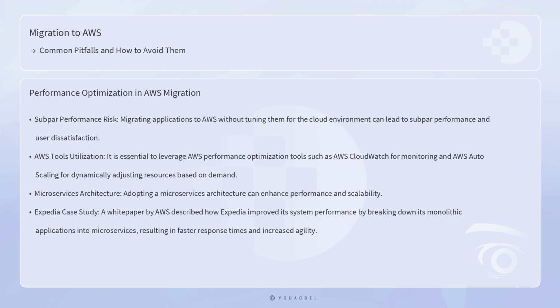Additionally, adopting a microservices architecture can enhance performance and scalability. A white paper by AWS described how Expedia improved its system performance by breaking down its monolithic applications into microservices, resulting in faster response times and increased agility.